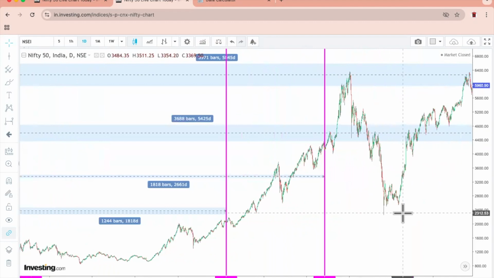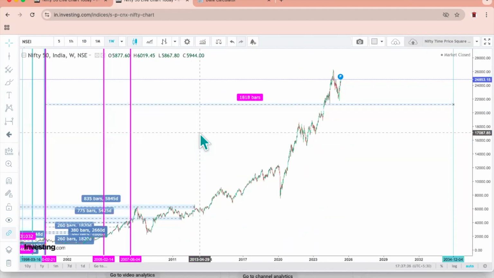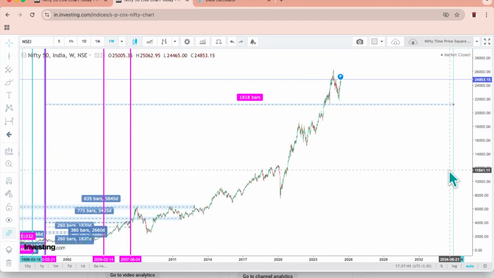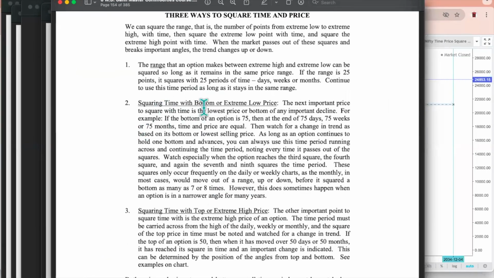Let's try to find out the number of weeks also accordingly over here. Now, if you go on the weekly chart and try to see how many number of weeks that we get, which is 1818 bars on the weekly chart, we get a date somewhere around December 2034. So that's still a long way to go. So we cannot be probably just waiting for those days. So we saw by the bottom, we saw by top.